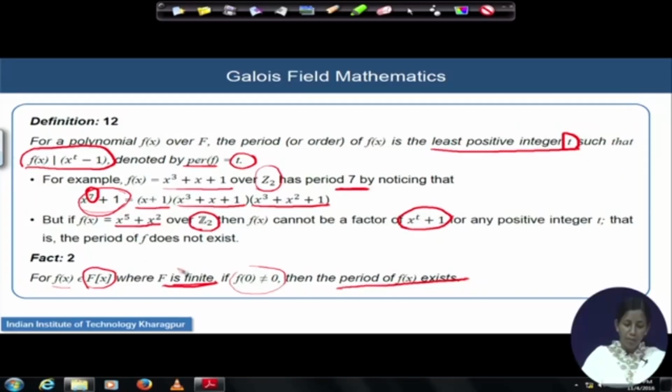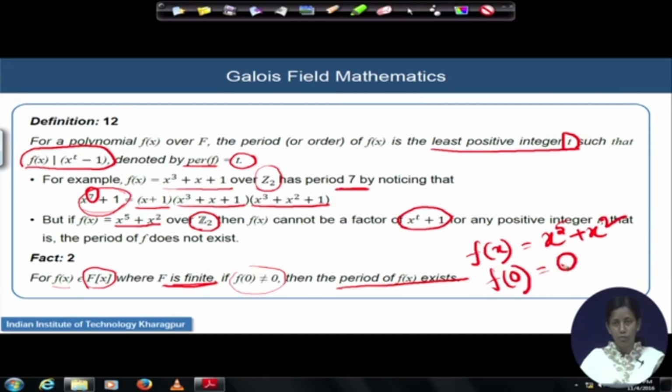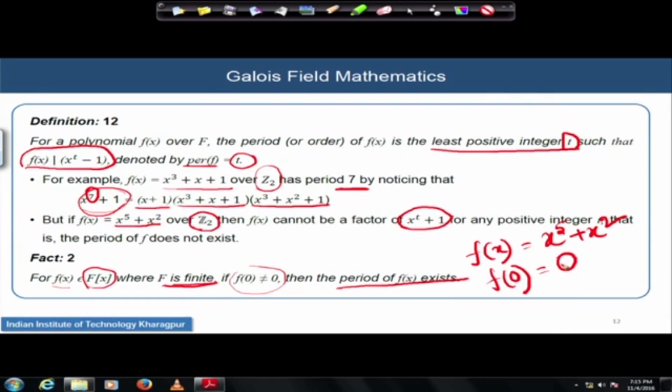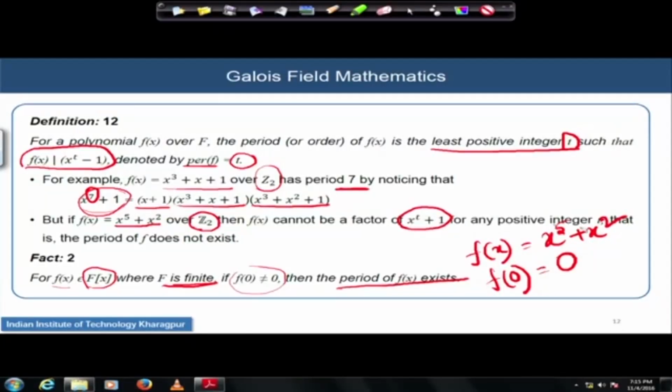For example, if we apply this logic on the expression of f(x) that we have seen earlier, which is equal to x to the power 5 plus x square, putting the value of x equal to 0 there, we find that the right hand side will be completely 0, which proves that for this polynomial we will never be able to find any period. So, before searching for any integer which can be a period of a given polynomial, please do this checking.